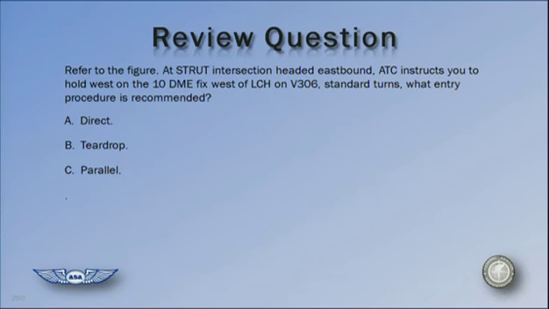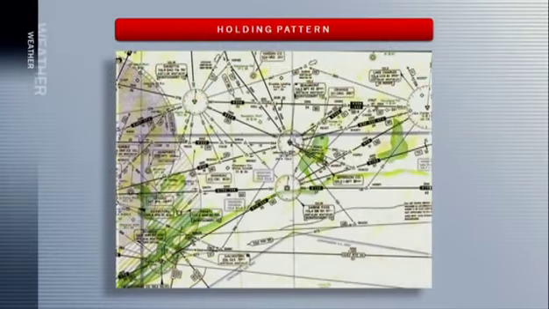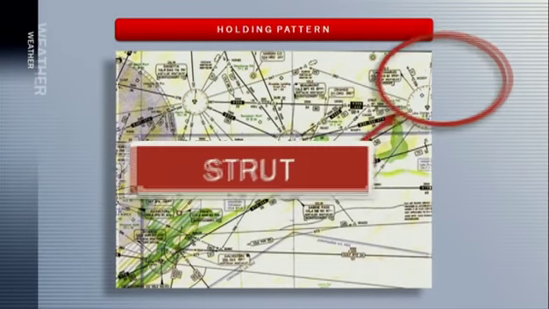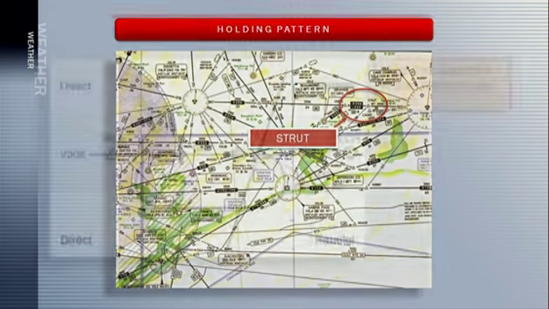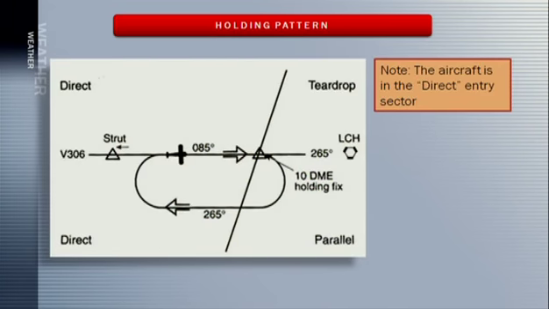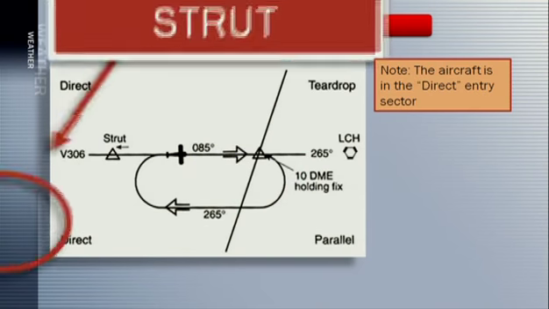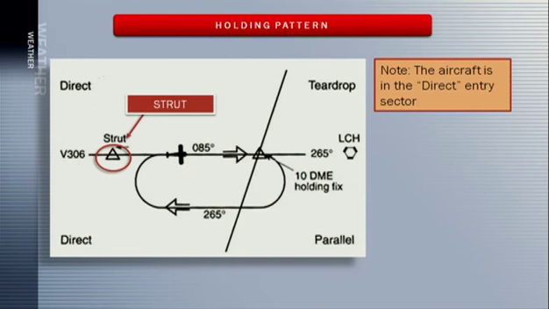At Strut intersection headed eastbound, ATC instructs you to hold west on the 10 DME fix west of LCH on Victor 306. Standard turns. What entry procedure is recommended? Which of these three? Well, we look at our figure. We find Strut. Okay, we go to this figure. We note that the aircraft is in the direct entry sector, flying on Victor 306.